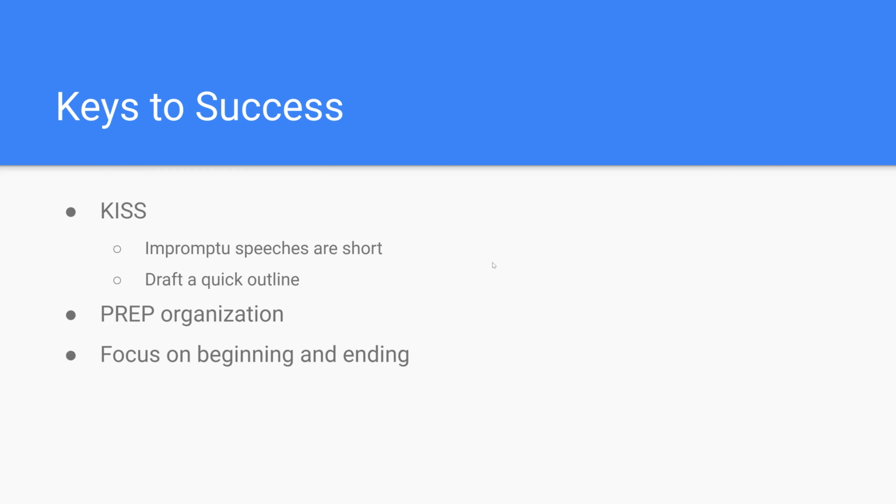Now, a few keys to success: keep it short and simple. The KISS method is very important and it especially applies to impromptu speeches. These are going to be short. Don't try to make it complicated. Make a quick outline for yourself and you should be ready to go. You can use the PREP organization method, which I'll go over in just a second as well, to help you stay organized, keep your thoughts together, especially if you're starting to panic and concerned about being able to put something together before you have to go speak.